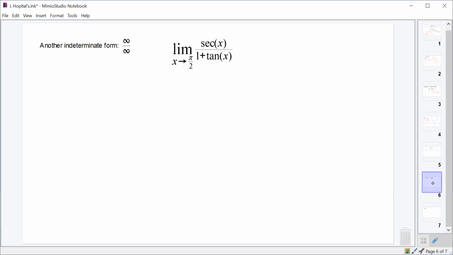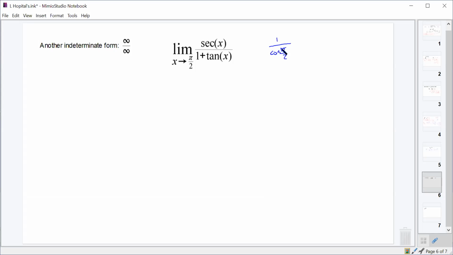Let's do a different indeterminate form, infinity over infinity. I don't think we talked about this one, but infinity over infinity is also indeterminate. And so if we have this form, we can also use L'Hopital's rule. First off, let's see why this is infinity over infinity. If we're looking at the secant of pi over 2, as we approach pi over 2, that's like approaching 1 over the cosine of pi over 2. And what's the cosine of pi over 2? 0.